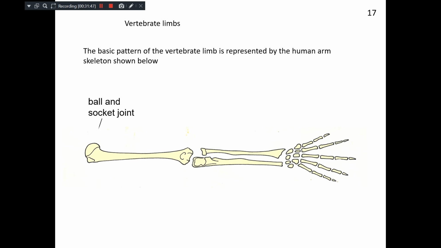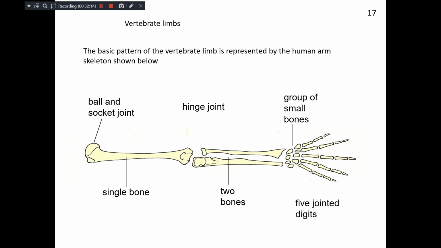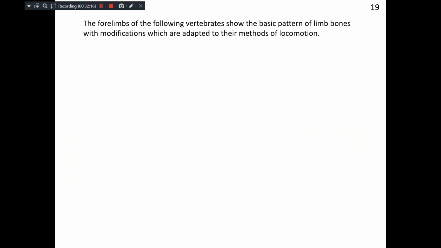All vertebrate limbs have developed on a common platform. First, at the thigh region, there will be a ball and socket joint. At the knee, you have a hinge joint. Then you have the digits. This is a common pattern. In the human arm or any animal you take, there is a group of small bones. First there's a single bone, then two bones, and five jointed digits.